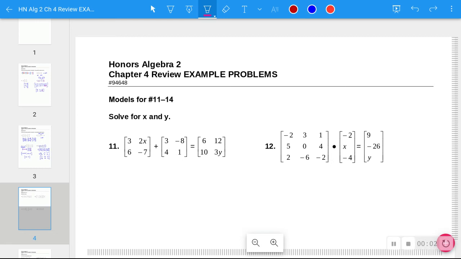Okay, this is Mr. Peterson, and we're doing the Honors Algebra 2 Chapter 4 review. These are example problems for numbers 11 through 14, and our goal here is to find the x and the y.